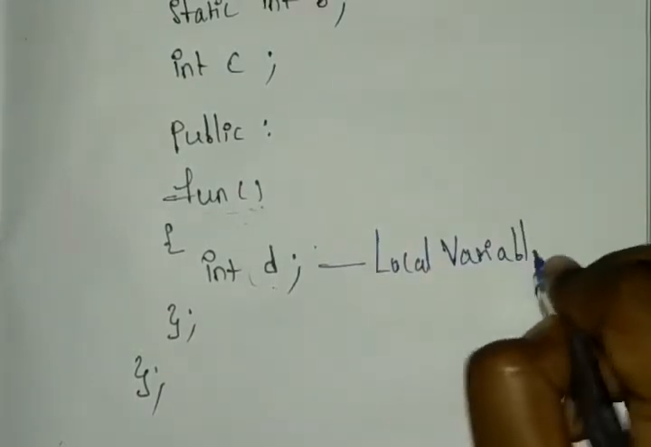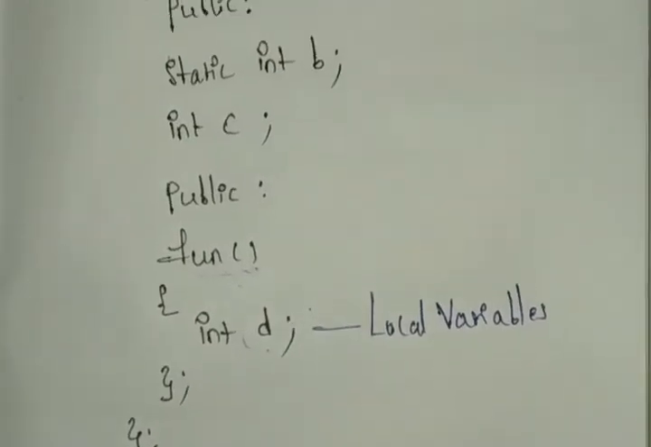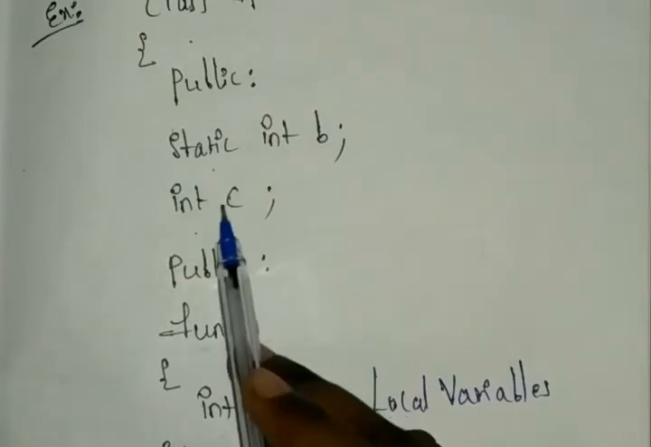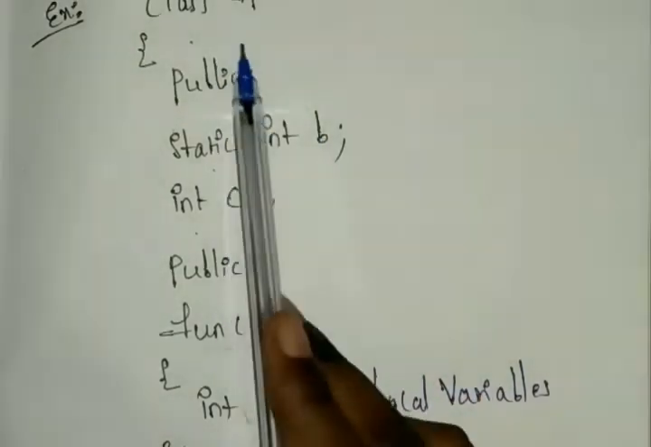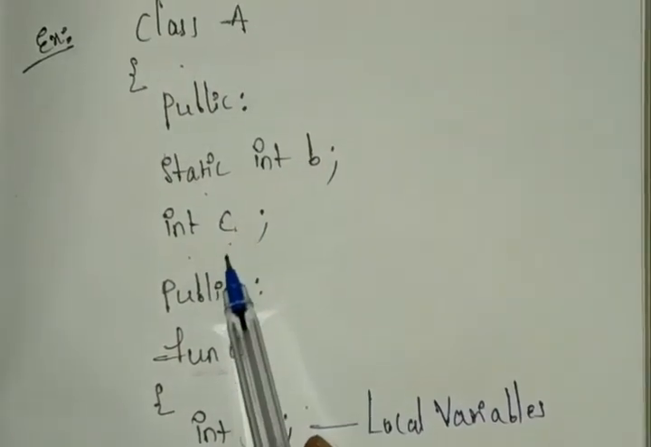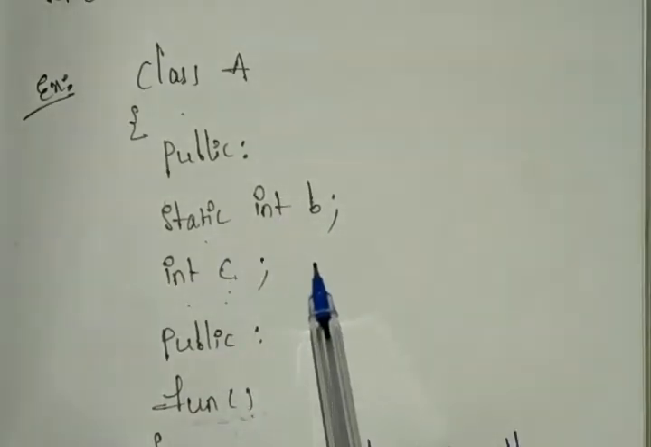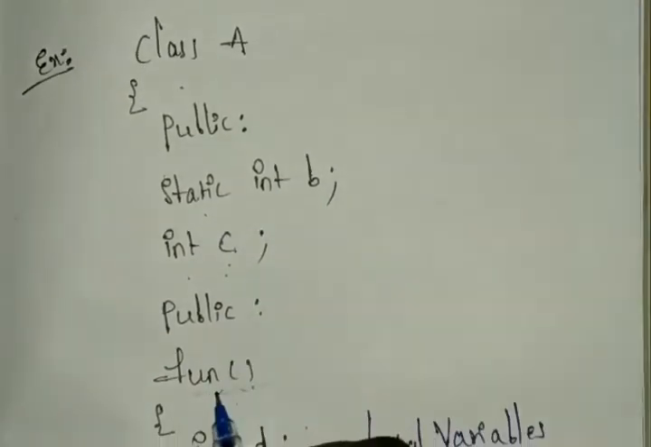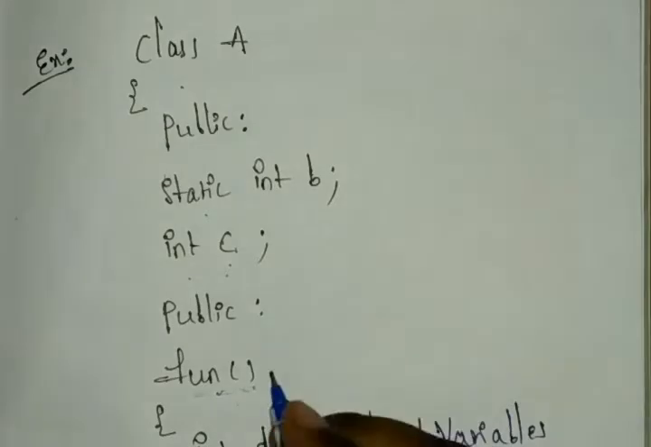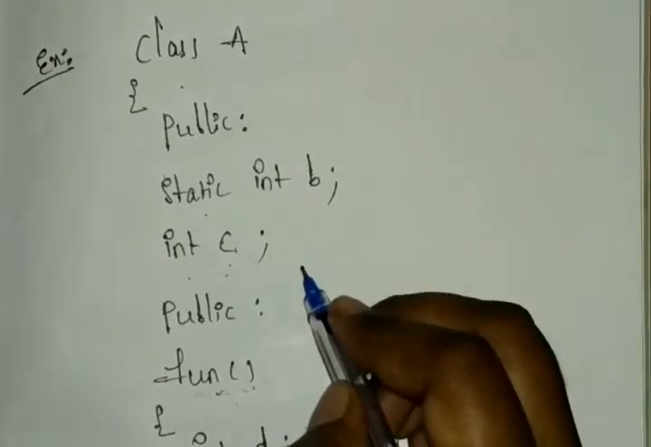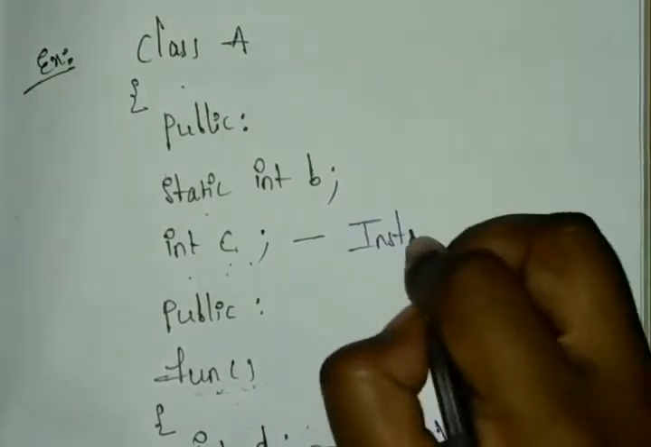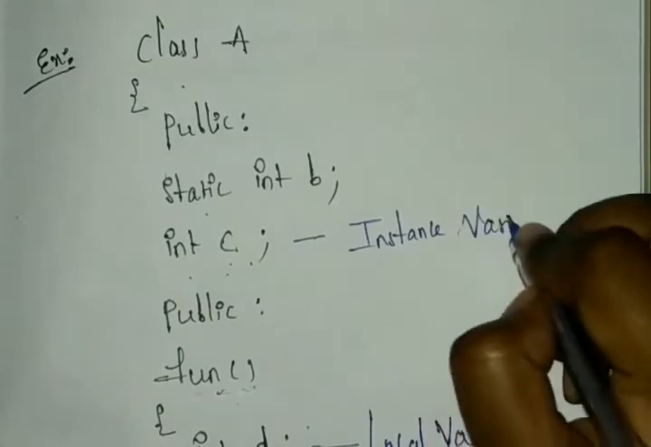Local variables. And next here you can see we have int c and static int b. Instance variables are declared inside the class. After the class starts we declared int c, right? But outside the method. Here we have the method, but it is defined inside the class only. So int c is the declaration point, and this is our instance variable.